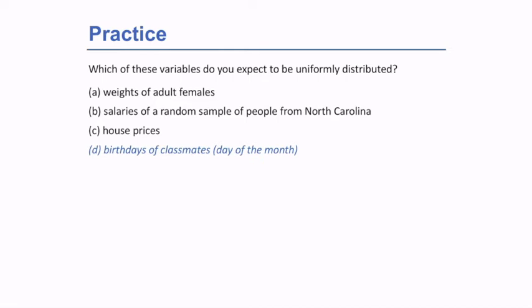Weight of adult females is probably going to be pretty symmetric. You've got the majority of people in the middle, and then you've got some very, very skinny people and some very fat people. Salaries of a random sample of people in North Carolina are going to be right skewed. The majority of people are here, and you've got a few very rich people. House prices, similarly, right skewed. A few very, very, very expensive houses.